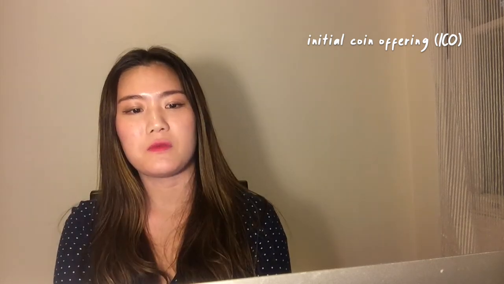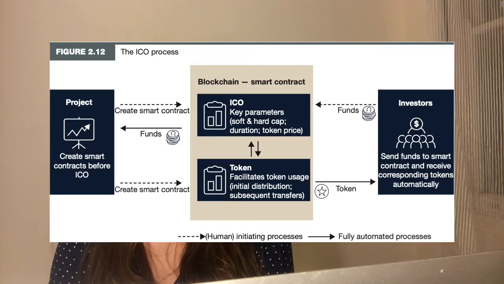What is an initial coin offering? It enables firms to raise substantial funds quickly and cost effectively at a very early stage of the business's development. So it enables businesses to sell utility or access tokens compliant with Ethereum's ERC20 standards.